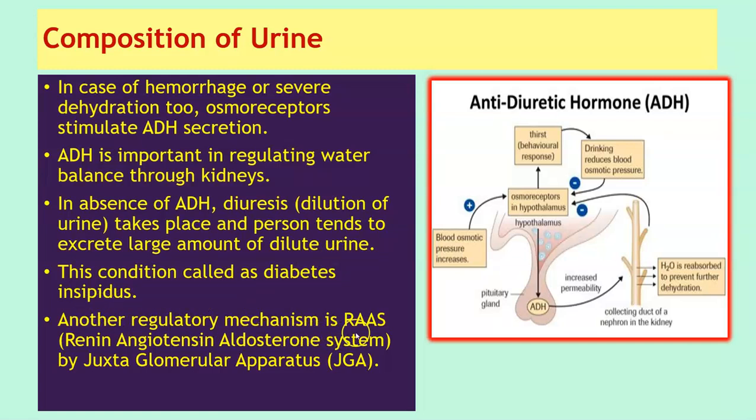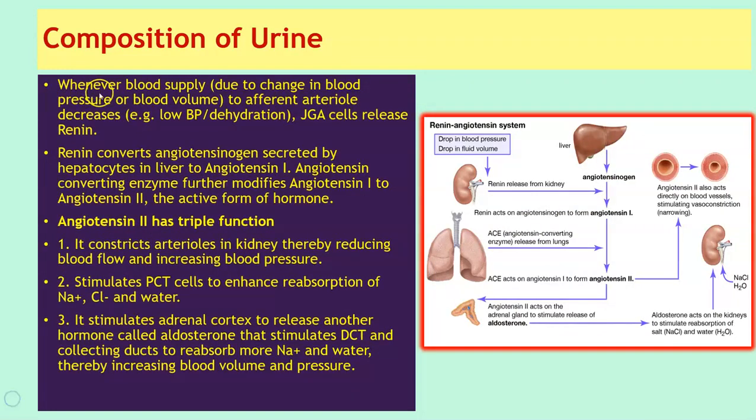Another regulatory mechanism is RAS, which is called the renin-angiotensin-aldosterone system by the juxtaglomerular apparatus, that is JGA. So let's have a look at this RAS mechanism now. Students, whenever blood supply due to change in blood pressure or blood volume to the efferent arteriole decreases due to low blood pressure or dehydration, the JGA cells release renin.